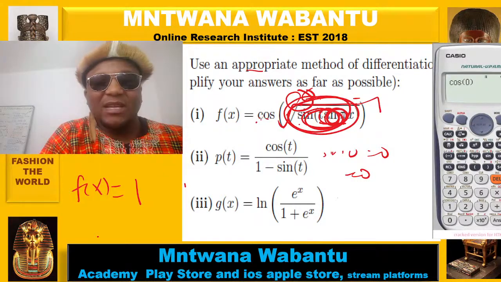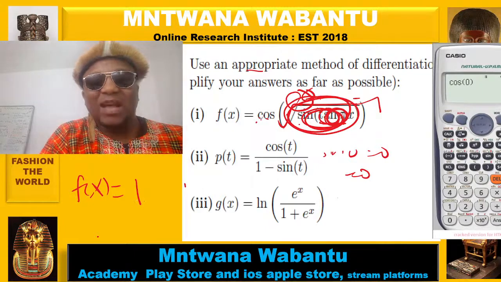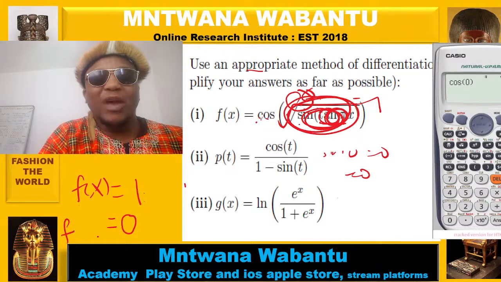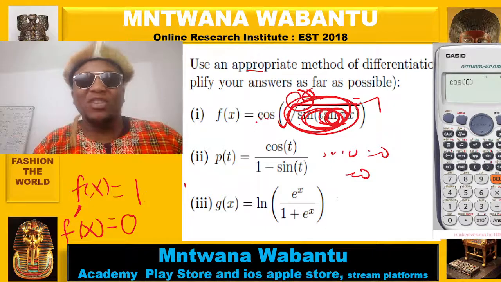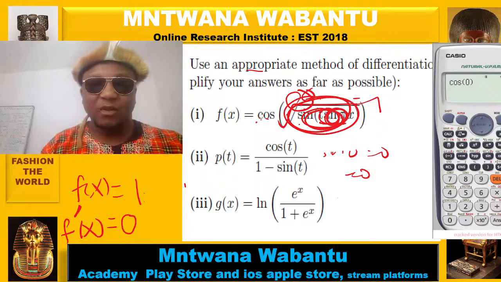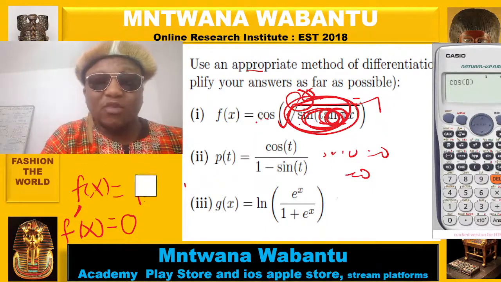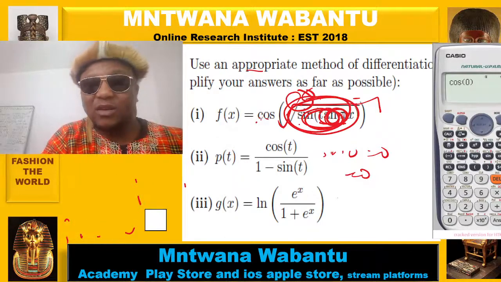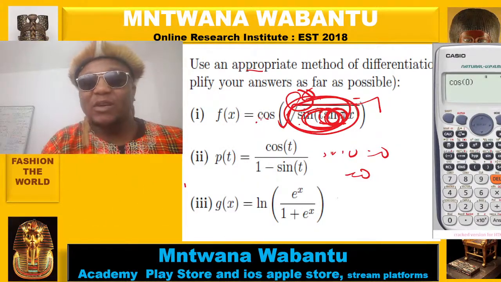So if you differentiate x, this number has no x. So there's nothing you can differentiate here, but when you differentiate a constant number, you get 0. So f prime, when you write this prime, it means I have differentiated. So f prime equals 0. Okay? So you should remember, when you differentiate a constant, you get what? You get 0. So our final answer equals 0.